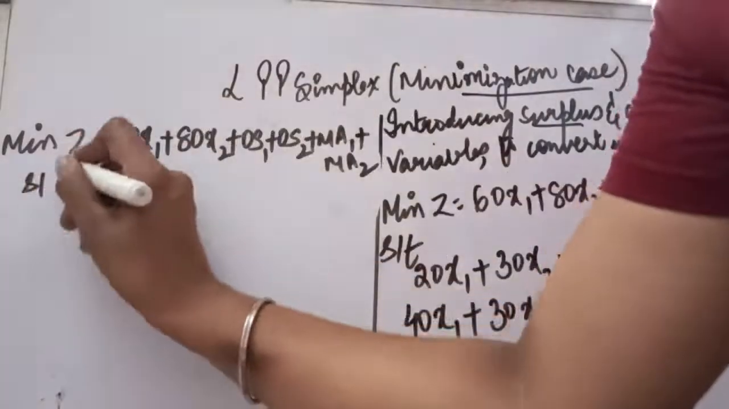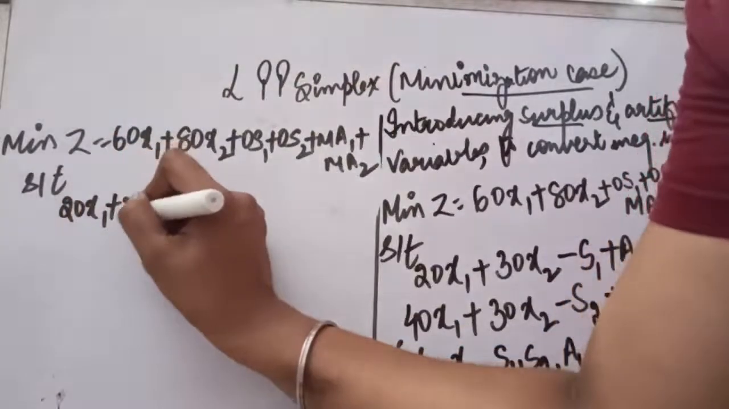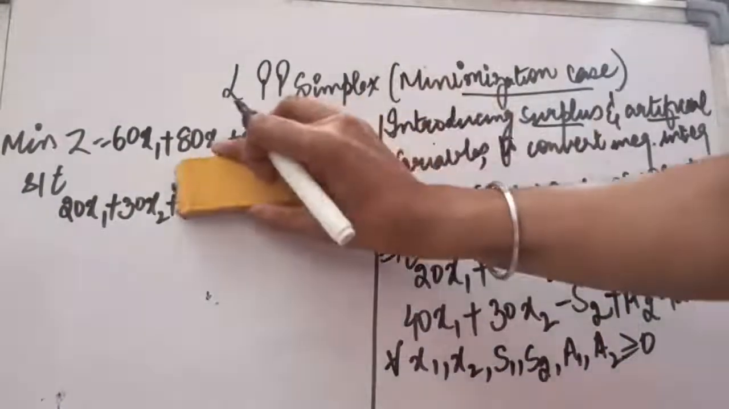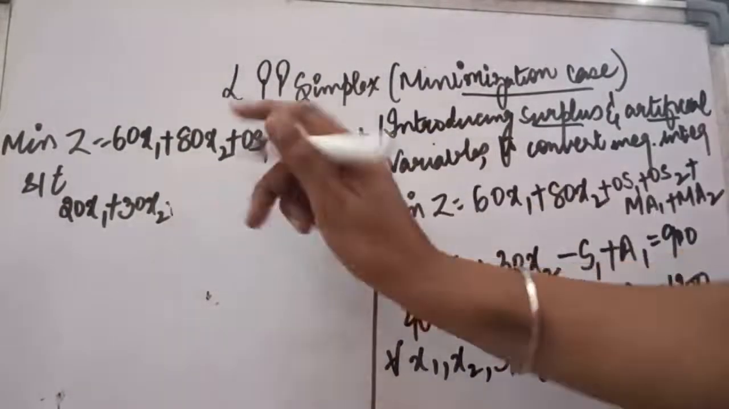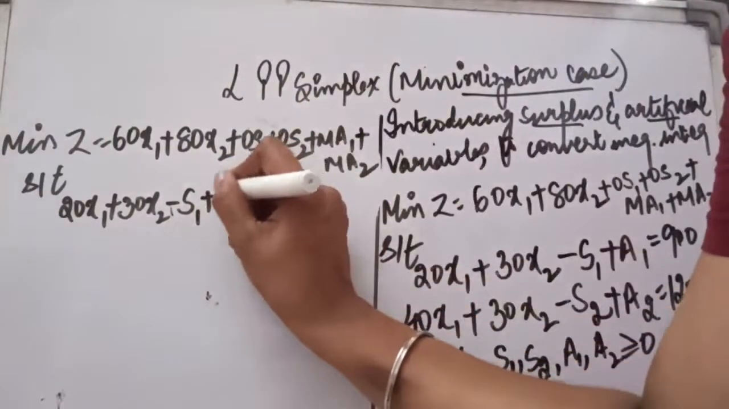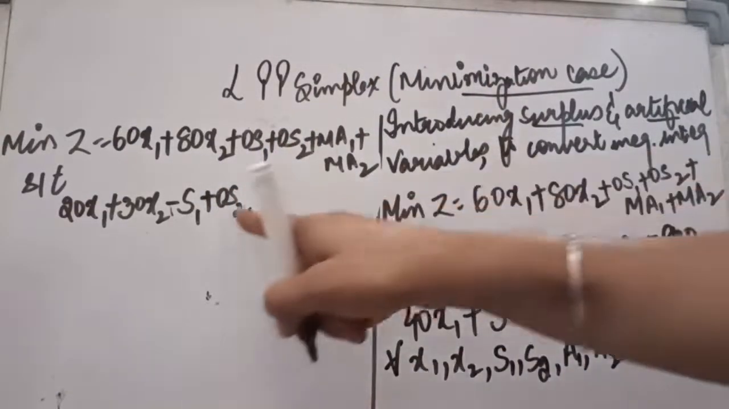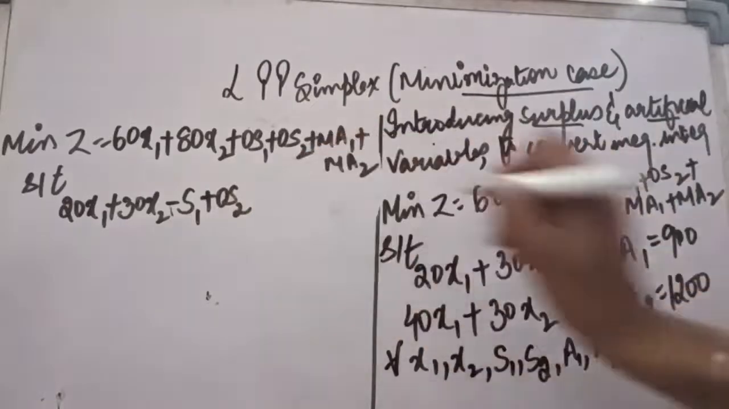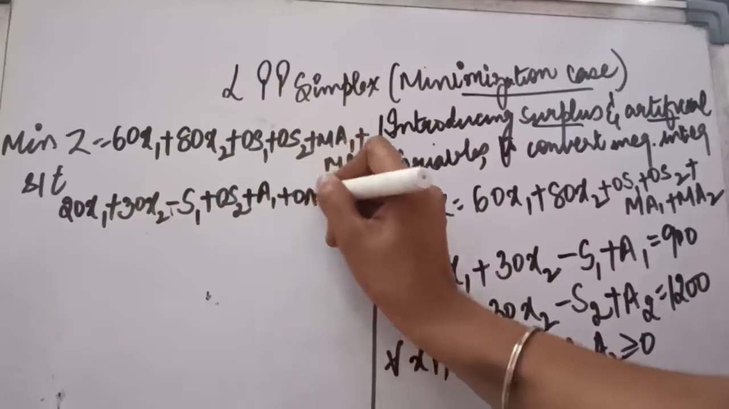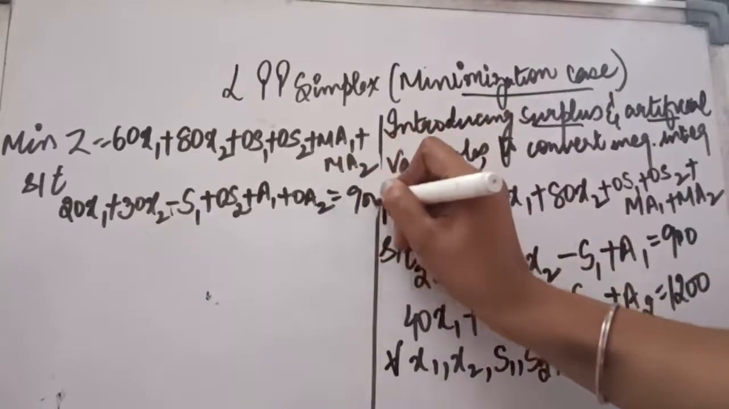Now the constraints will come: 20x1 plus 30x2, and s1 is with a minus sign, so here it will come as minus s1. s2 is not there, but we have to bring s2, so it will come with the 0 coefficient, 0s2. a1 is there, we write a1 as it is. a2 is not there, that will come with 0 coefficient. All the variables have come, now equal to 900.